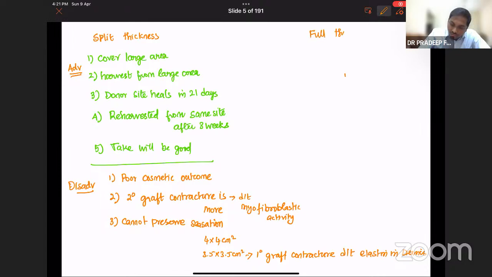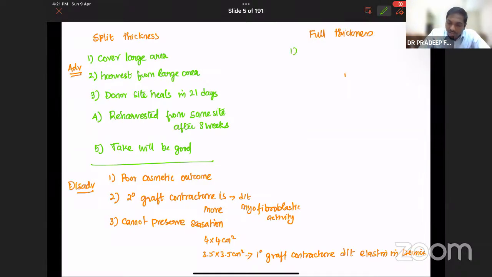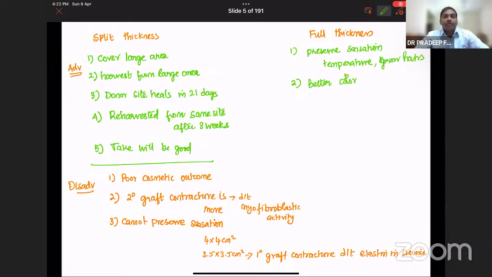Moving on to the full thickness. Similarly, the advantages of, as I mentioned, it preserves sensation, as well as it can maintain temperature. It can grow hairs. Number 2, better color match will happen. So in fact, if you are planning for any facial grafts, you have to use the full thickness skin graft, thereby having a good cosmetic outcome.